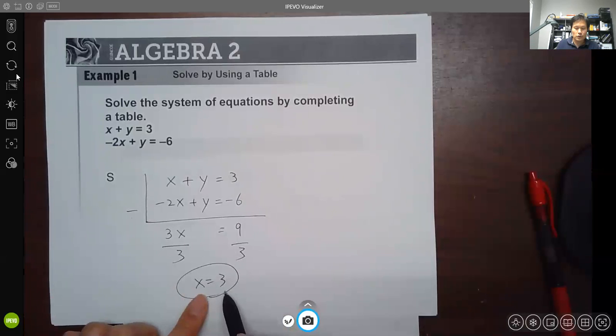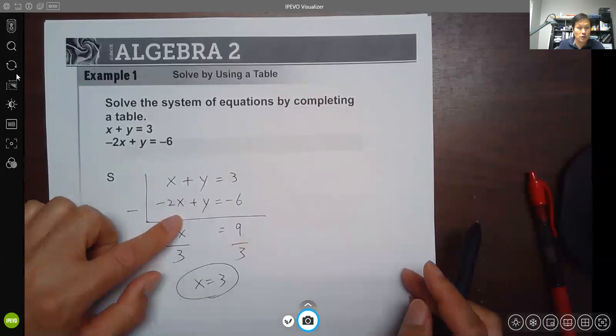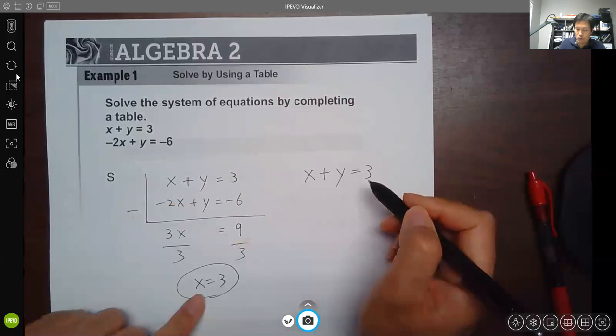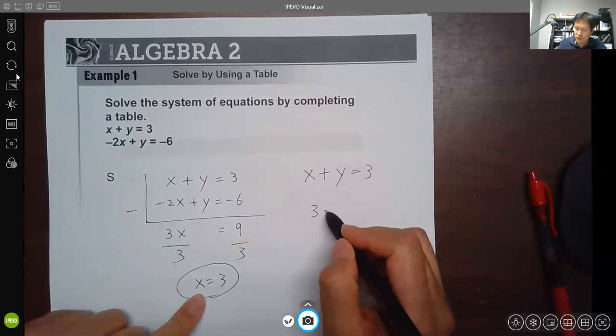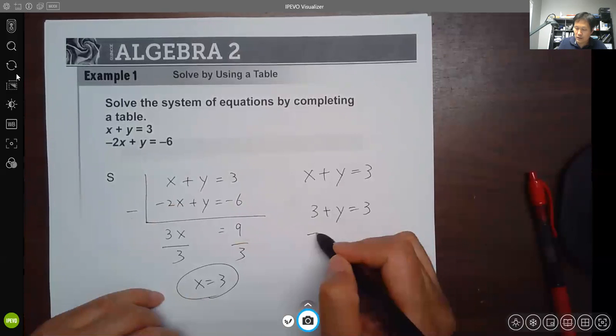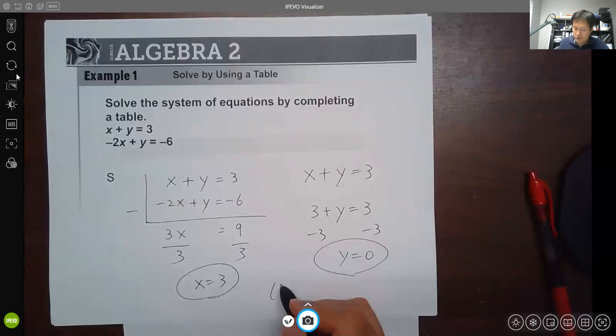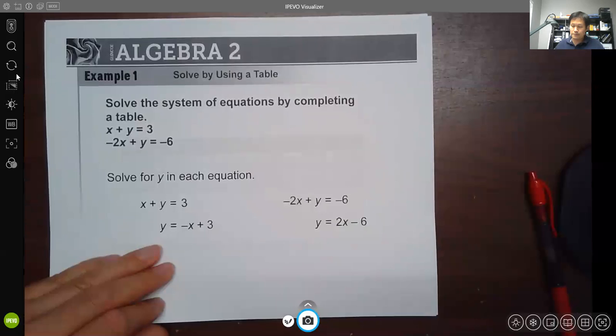Once you got x equal to 3, you can plug it in here or here, it doesn't matter. So I'm going to plug x equal to 3 into this one. 3 plus y equal to 3, minus 3 both sides, y equal to 0. So 3, 0. That's a better way to deal with it.